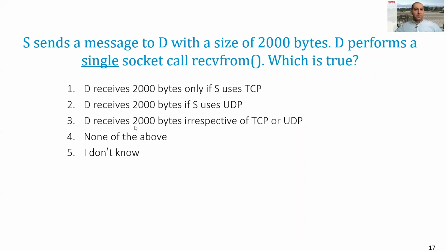Poll question. S sends a message to D with a size of 2000 bytes. D performs a single socket call receive from, which is true. So D receives 2000 bytes only if S uses TCP. D receives 2000 bytes if S uses UDP. D receives 2000 bytes irrespective of TCP or UDP. None of the above, I don't know. So what do you think?